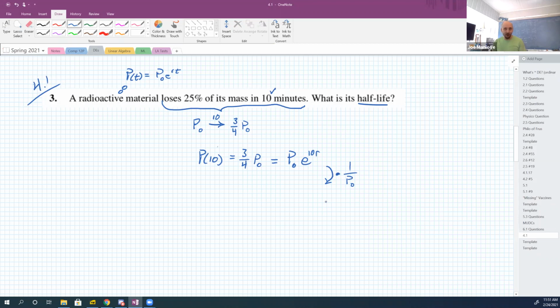All of that was to say that the P of T identically zero function is actually a solution to this in the case that you started with nothing. Does that make sense? Okay. Long-winded explanation aside, this is one option. The other option is that we can divide by P0. Then we can solve this thing. So we get something like r is the natural log of 3/4 over 10.